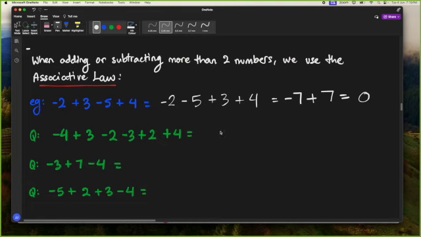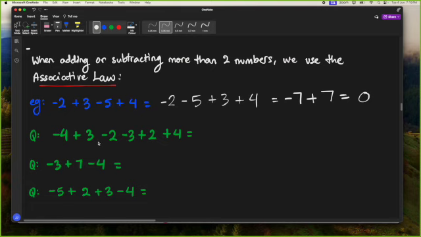Now, the associative law helps us in other ways. It helps us do things quickly, right? So take this question here, for example. The normal person would want to say, okay, minus 4 plus 3 is minus 1, and then minus 1 minus 2 is minus 3. You're going down the line and busting your brain. But the associative law helps you with that.